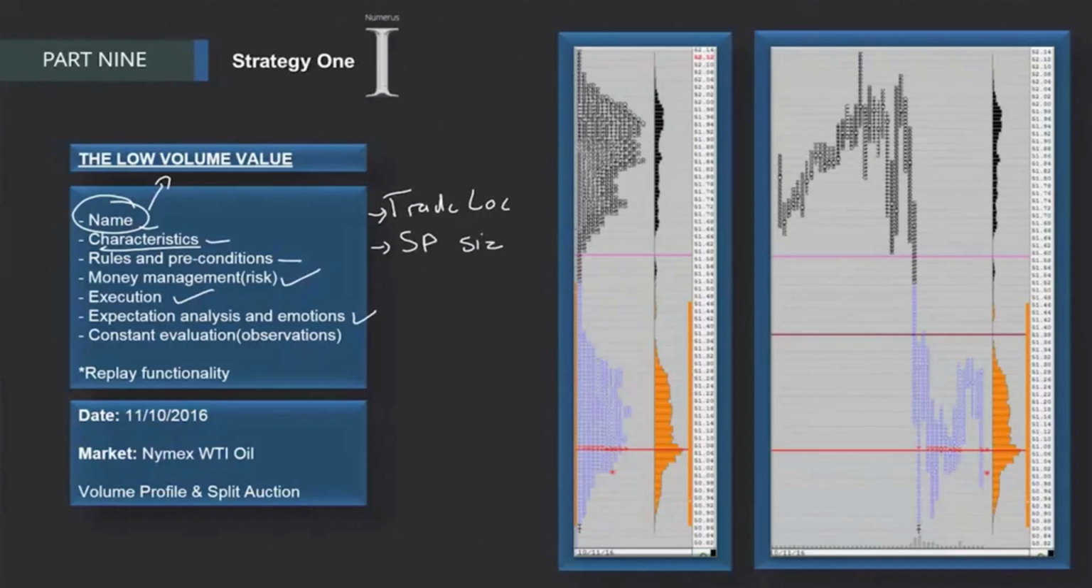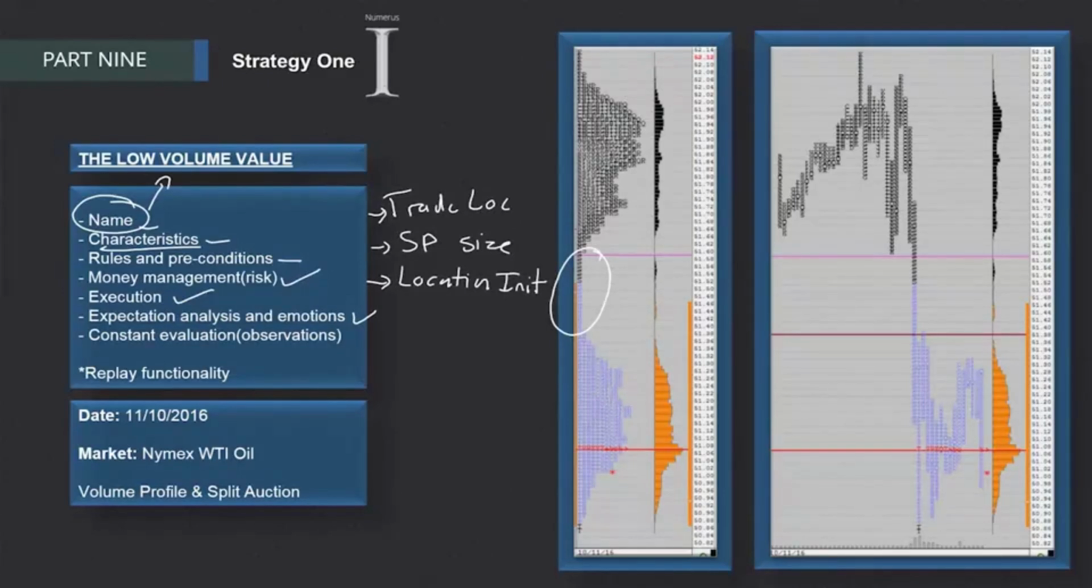Then we talk about the single prints and the size of the single prints. Now, the size of the single prints, as you can see in this example, is relatively large. But what happens if it was, say, half that size? Now, the size is important because it tells us the strength of the initiative. Then, the location of the initiative. So, where does this break, or where do these single prints occur in terms of the trade location?